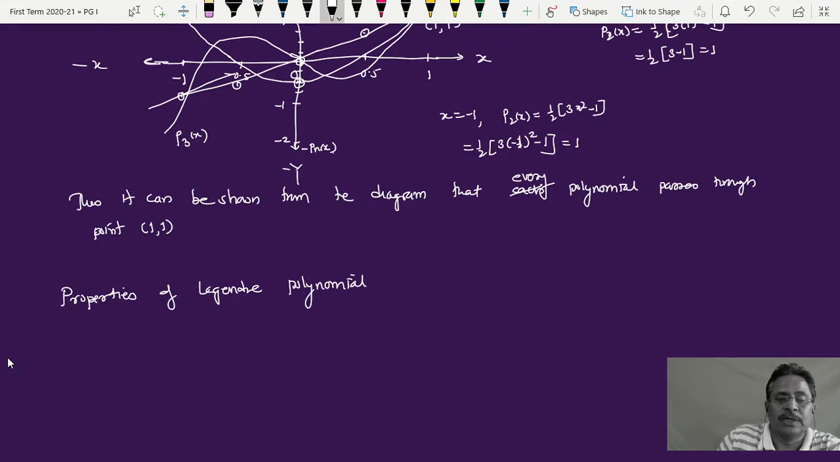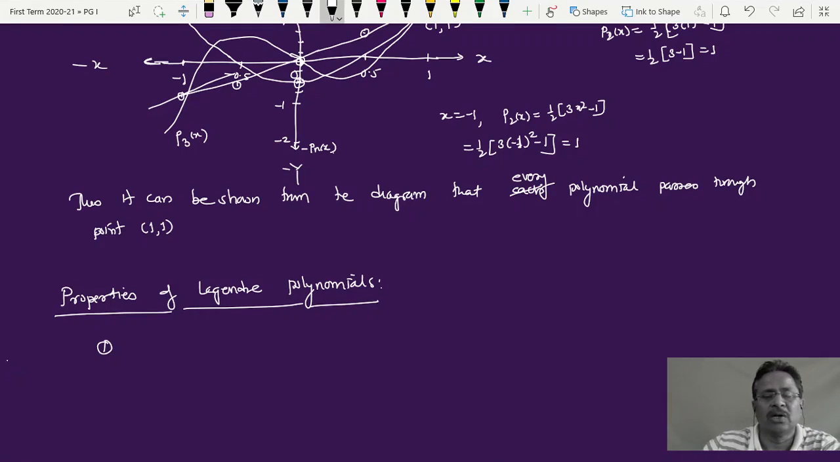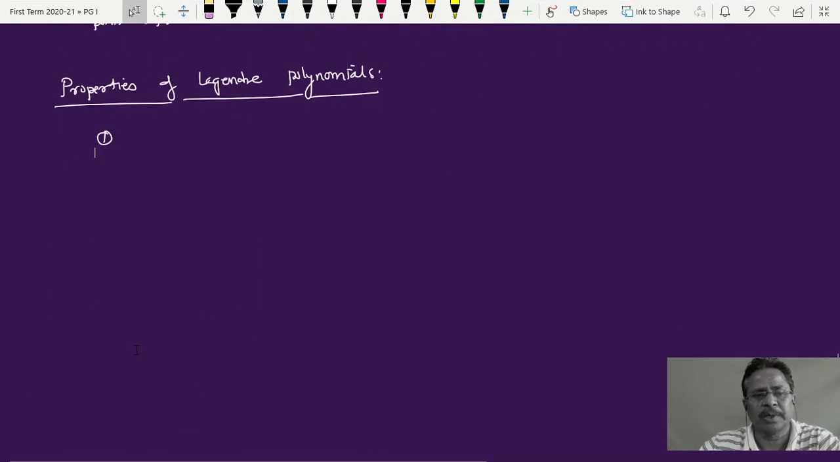Properties of Legendre polynomials. The next item. There are a lot of properties. We are not going to discuss each and every property. Important properties from the conceptual point of view are the properties that we are going to discuss here.